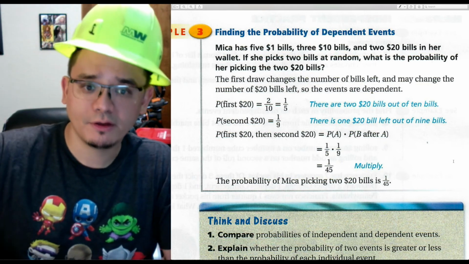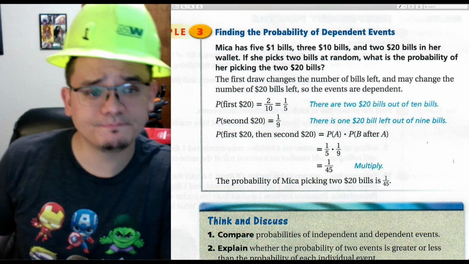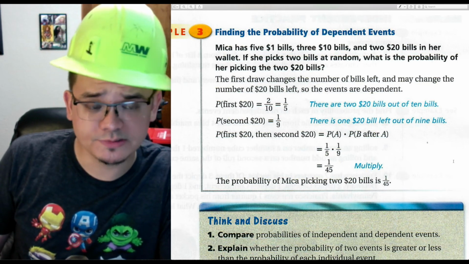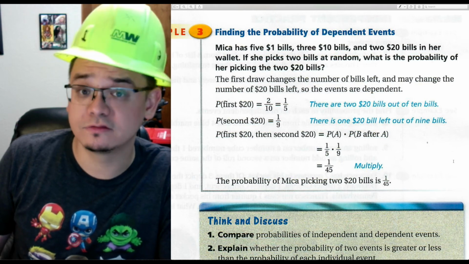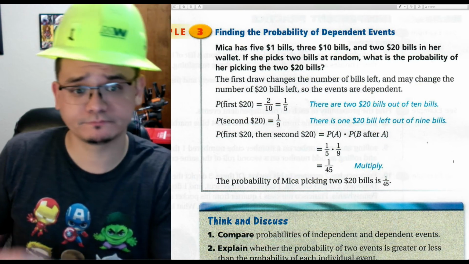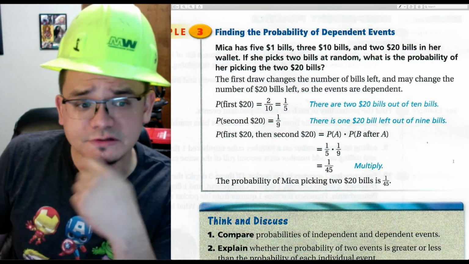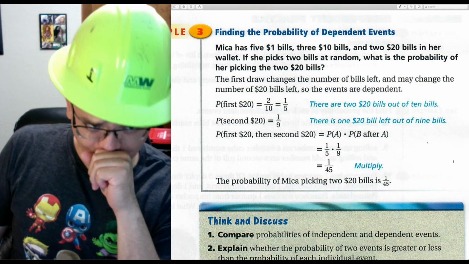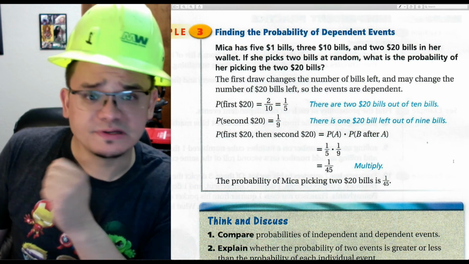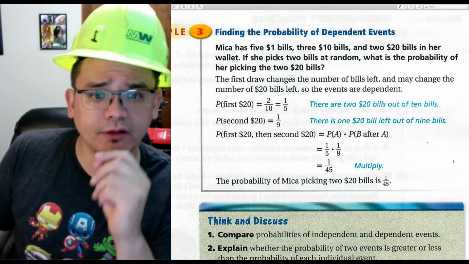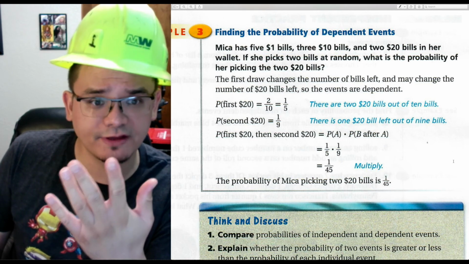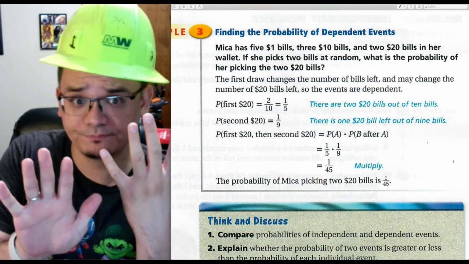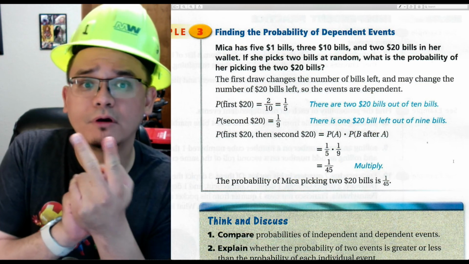Okay? All right, so Micah has 5 $1 bills, 3 $10 bills, and 2 $20 bills in her wallet. If she picks 2 bills at random, what is the probability of her picking the 2 $20 bills? So the first draw changes the number of bills left and may change the number of $20 bills left. So the events are dependent. So her first draw: she has 5 $1 bills, 3 $10 bills, and 2 $20 bills. It's 10 bills total, yeah? And 2 of them are 20s.